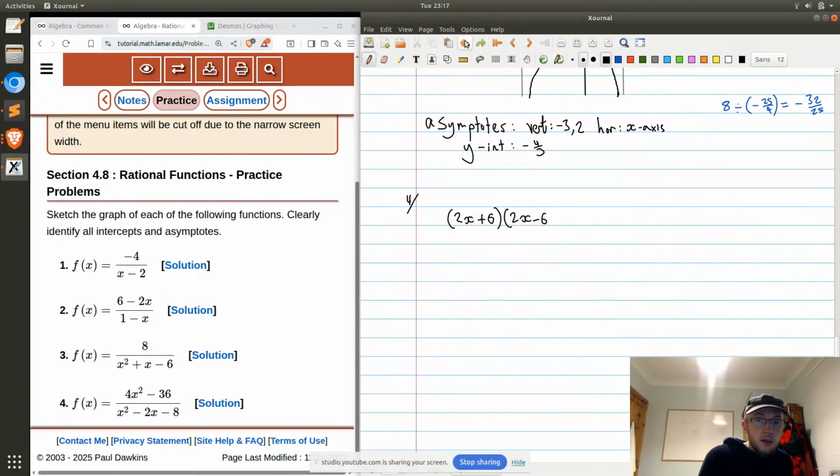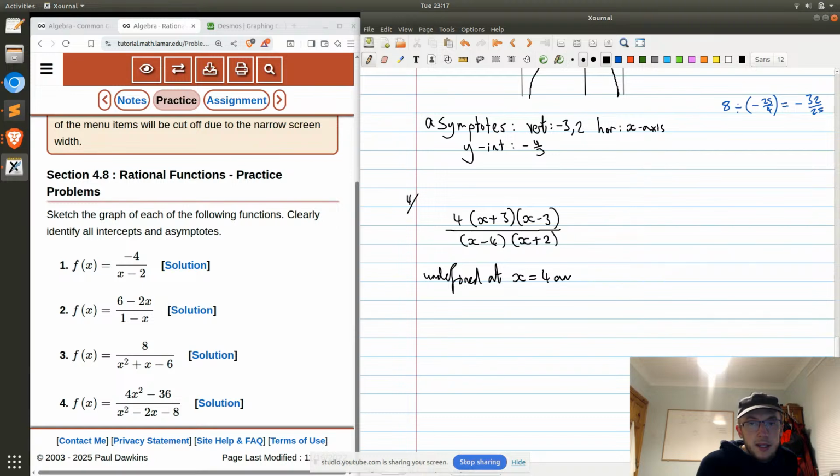Oh, okay. So we have evenness to worry about as well. Right, that's pleasant. So 4 on the top. There. And now what? So it's undefined at x equals 4 and -2.